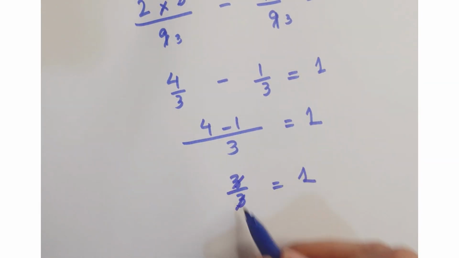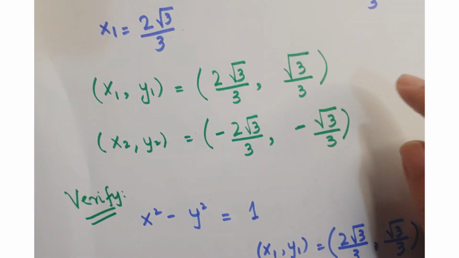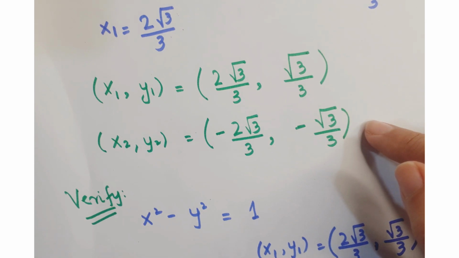Which is equals to 1. So the solutions for the given equations are x1, y1 is equals to this, and x2, y2 is equals to this.